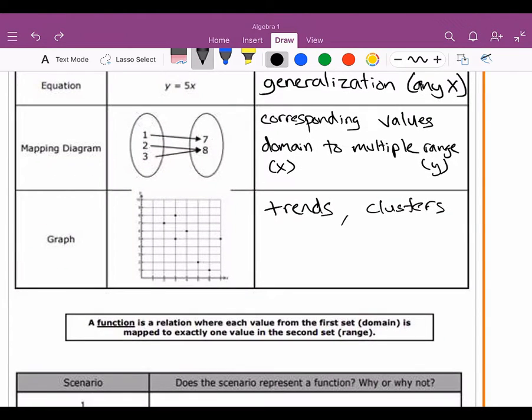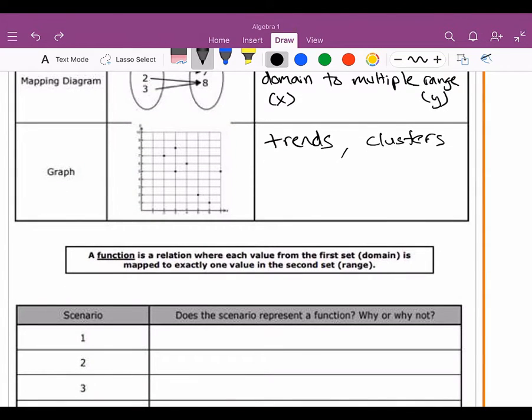All right, now here's the definition of a function. This is the main definition. A function, I'm going to highlight some keywords. A function is a relation. A relation is just comparing two things where each value from the first set, which is the domain, like the x's on the first side of the table, is mapped to exactly one value in the second set, which is also your range. If you don't remember, domain is x, range is y.